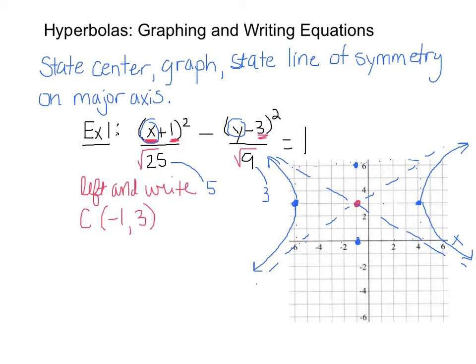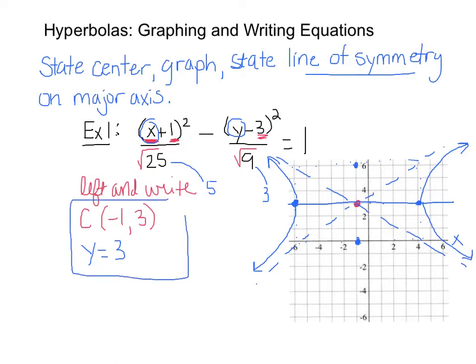Now the last thing that they want is for you to state the line of symmetry. Okay, well the line of symmetry, I want you to think of it like this. It's going to cut the hyperbolas in half. So the line of symmetry would be this line right here, which the equation for a horizontal line is y equals, and then whatever that is going through, which is 3. Okay, so I've got my center, I've got my line of symmetry. Go ahead and label that. We'll label that just LOS for line of symmetry, and then we've got our graph.